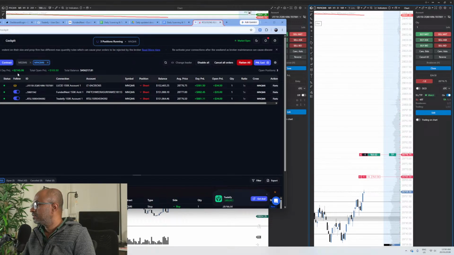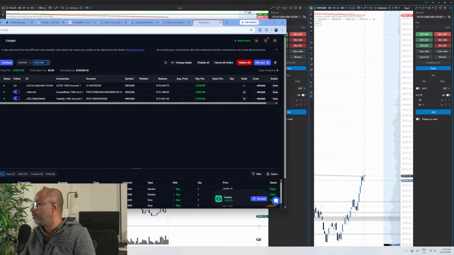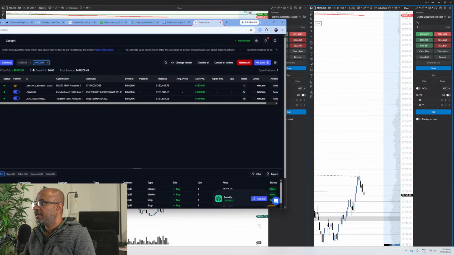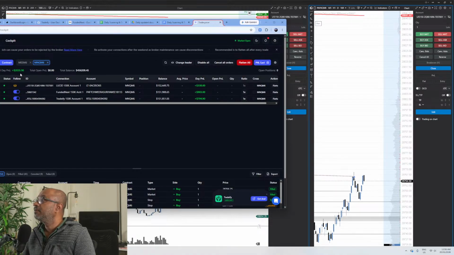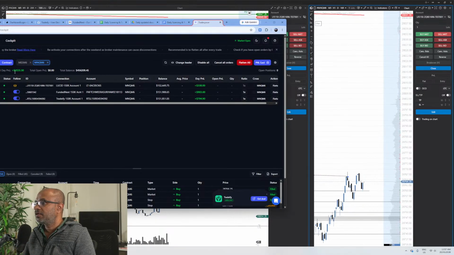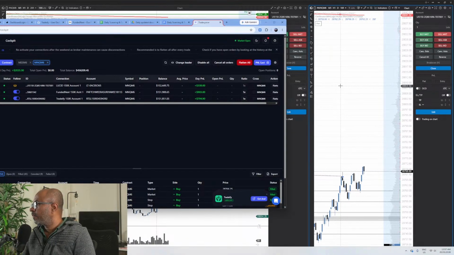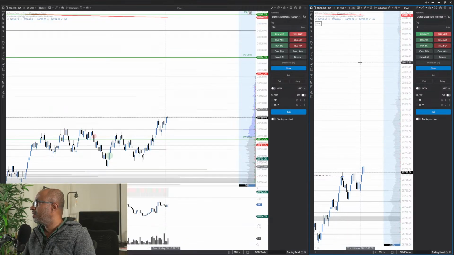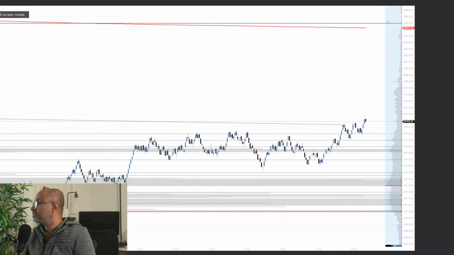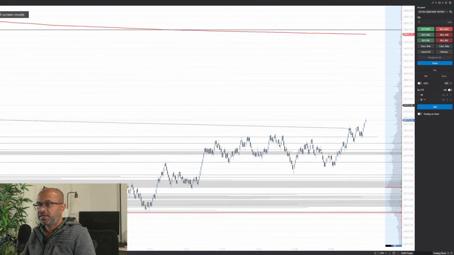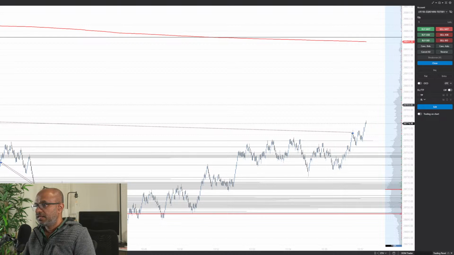E-mini futures. Okay, we came out of the trade, right? So our trailing stop loss was hit, and you can see the live profit is $2,035, which is absolutely amazing, right? So we banked a total profit of $2,035.